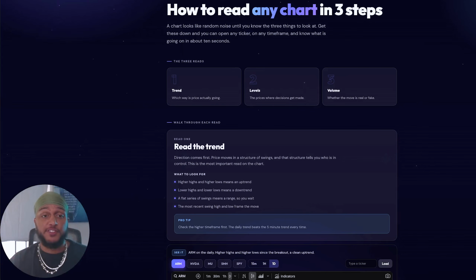So the first 3 things you can really do. Number 1, the 3 reads you're looking for. Trend, which way is the price going? Is it going up, going down, going sideways? 2, the levels, like the key level indicator. The price is where decisions get made. And 3, volume. I've talked about this in many videos before, but volume is what gives the real confirmation that moves are actually real, or if there's actually real buyers or sellers behind the move.